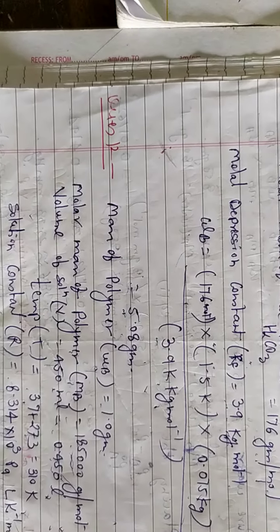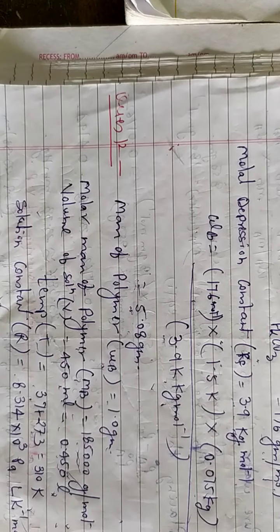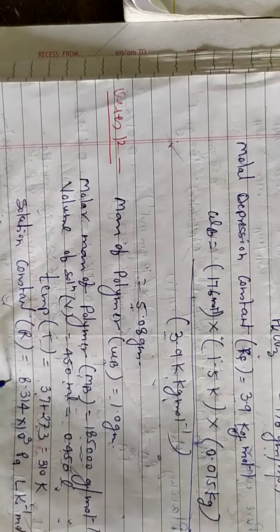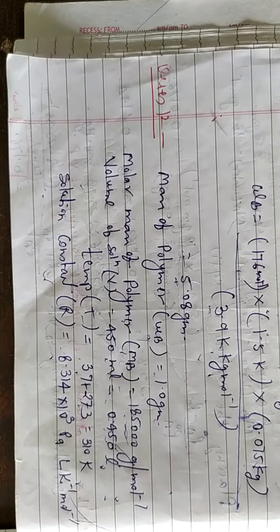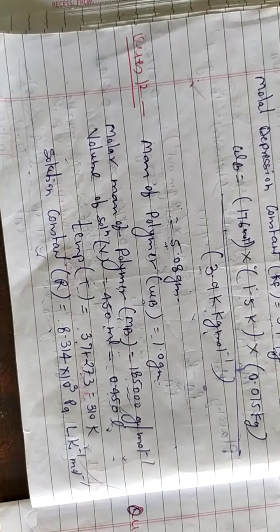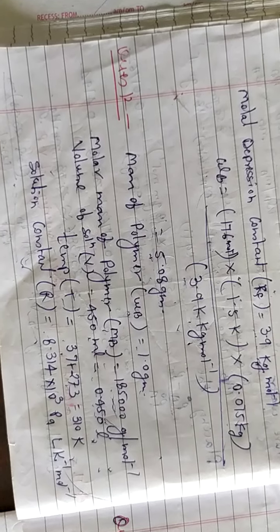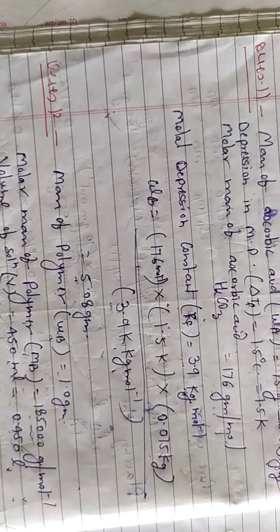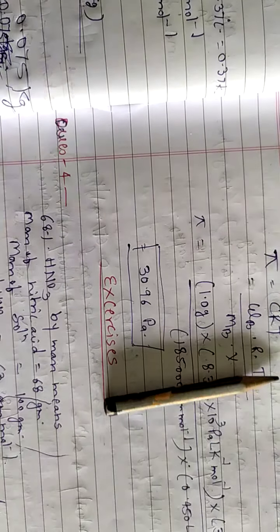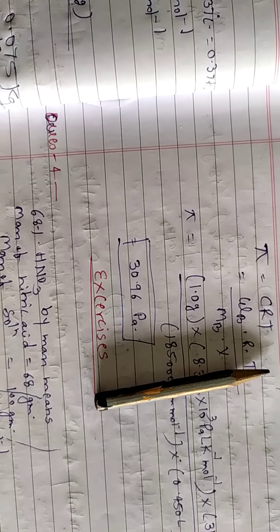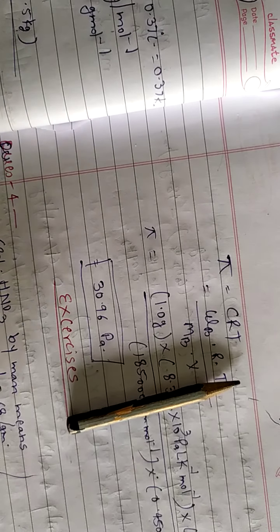Now the solution constant, that is the R value. I have to take R as 8.314 into 10 power minus 3 Pascal liter per Kelvin per mole. Up to here, we have just written what is given.